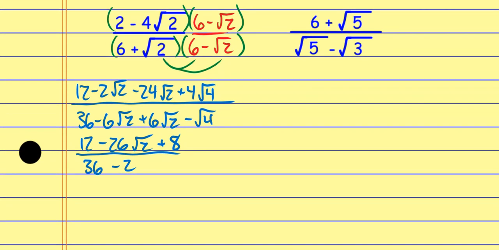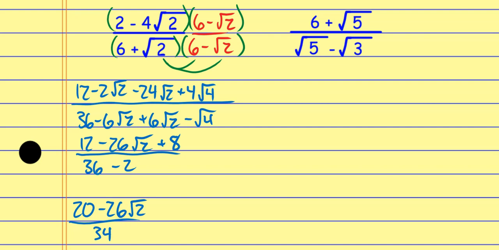And now, once again, I can continue to simplify. I have more like terms here. That's a 20 in the numerator, minus 26 root 2. And now in the denominator, that's a 34. And so what I've done here is I've accomplished the goal of rationalizing the denominator, but I can actually simplify this a little bit now.